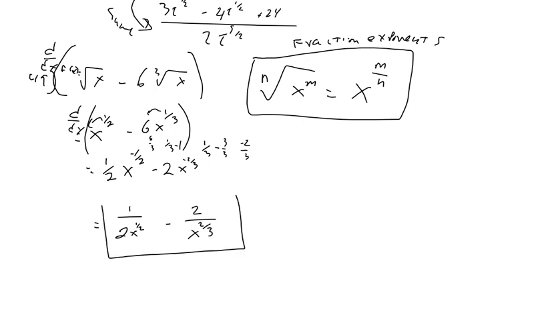Again, they probably have a different answer in the book. Let me check. Oh, no, that's right. Great. They have a square root instead of a 1/2. That's fine. Same thing.